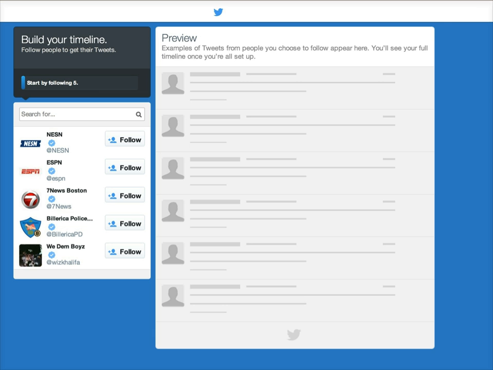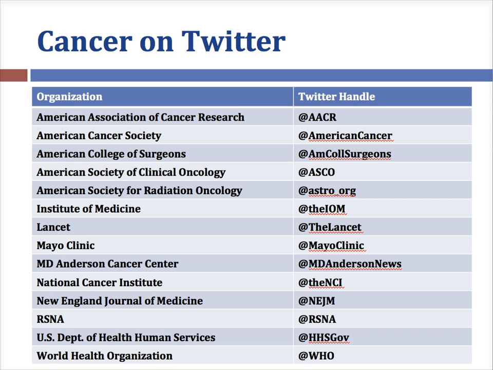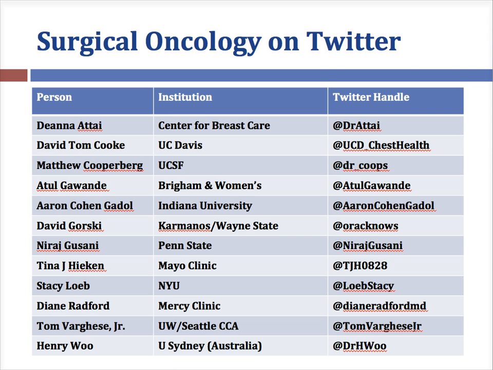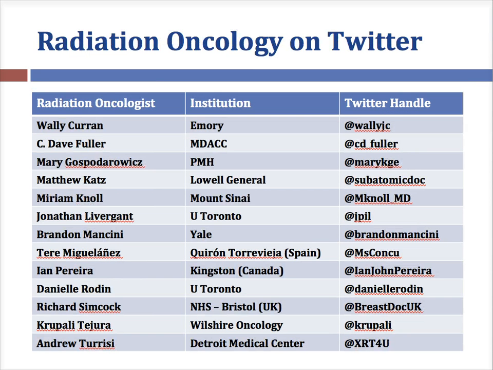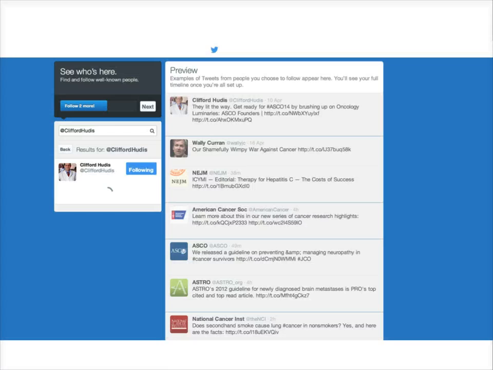So I've put together a list of organizations and people you may want to follow. That could be cancer organizations, it could be journals, could be instead surgeons who are online. This is just a representation of some of them. Medical oncologists as well, and also some radiation oncologists. There are many more online, but this would be a good starting point if you wanted to start finding people to connect with. You may know some of your own.